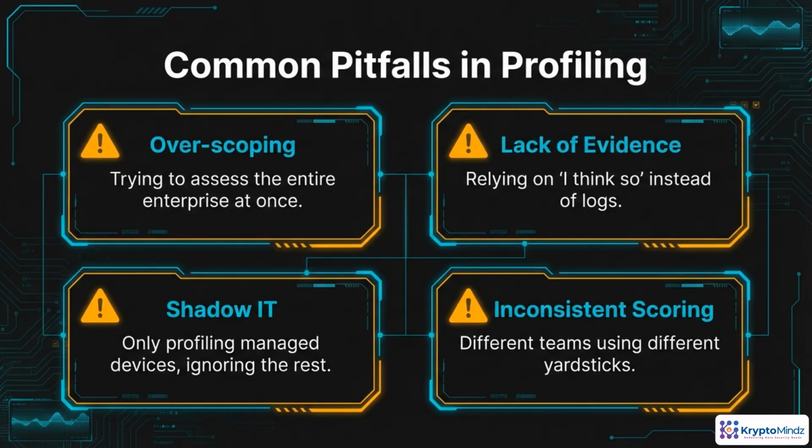When you build CSF profiles, common mistakes are about ambition, data, and consistency. Overscoping happens when you try to profile the whole enterprise at once. Instead, pick a pilot scope you can actually understand. Lack of evidence shows up as gut feel answers. Tie every status to concrete artifacts like configurations, logs, or policies. Watch for shadow IT by asking, "What's missing from this inventory?" And avoid inconsistent scoring by agreeing on one common scale and clear scoring criteria up front.